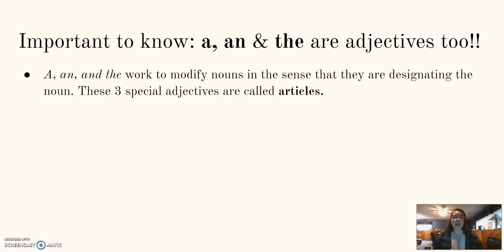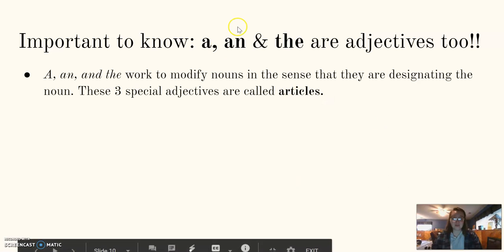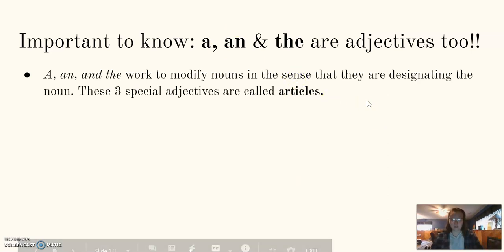Also important to know is a, an, and the. Not the word and, that's why I put the and symbol in there instead of the word and. But a, an, and the, those 3 are adjectives as well. They're called articles because they are designating a noun. A bird, an apple, the washing machine. All of those things are being designated by these articles.